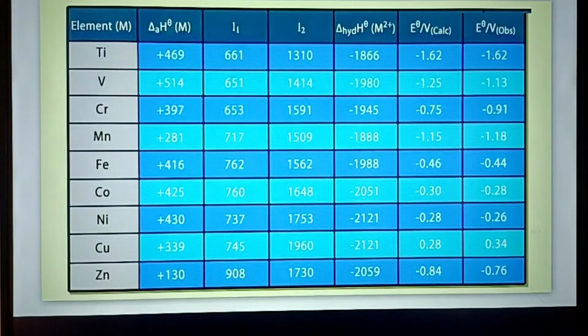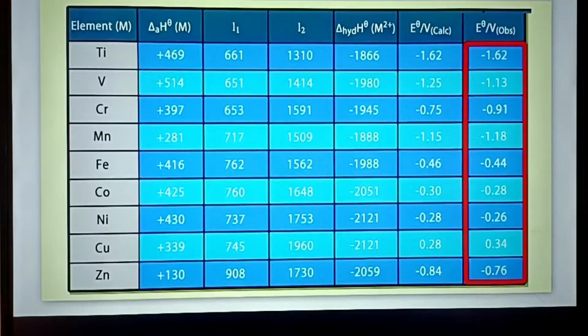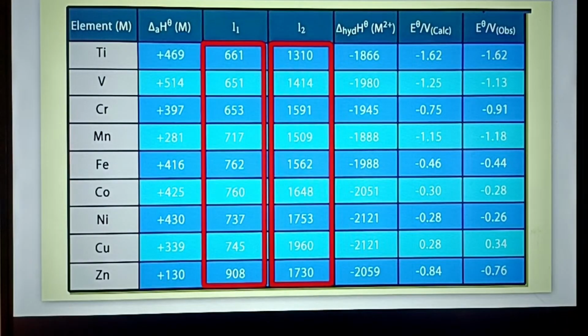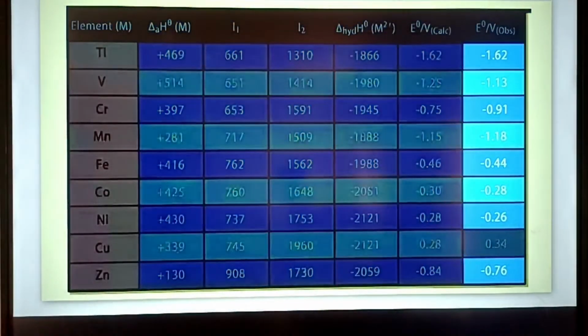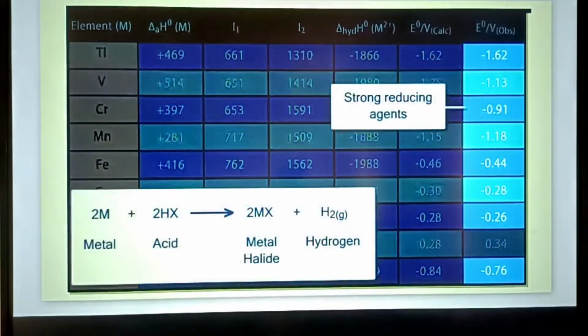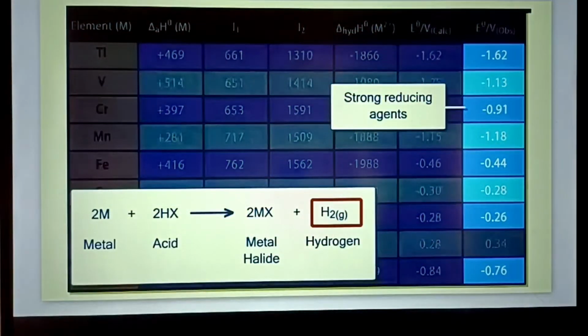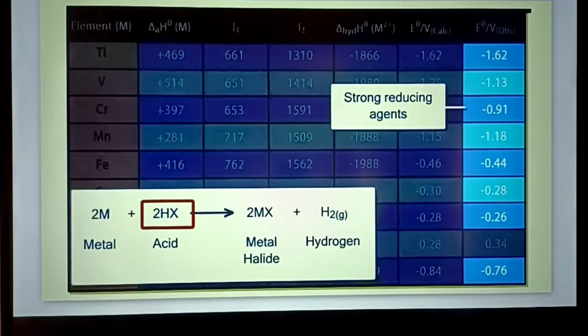The irregularity in the variation of electrode potentials is due to the irregular variation of the ionization enthalpies and also the hydration energies of the divalent ions of these elements. All those elements with negative reduction potentials act as strong reducing agents and liberate hydrogen from dilute acids.